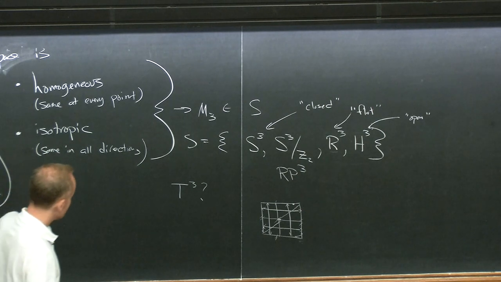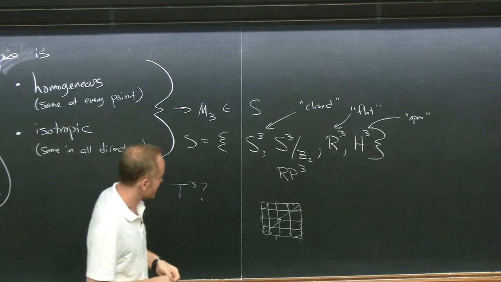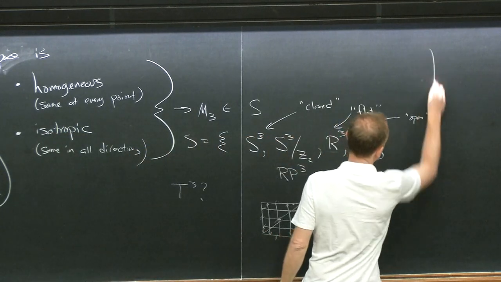And if you do that, the metric will respond because of Einstein's equations. And so the metric itself will not be homogeneous. There will be more matter in one place than another.